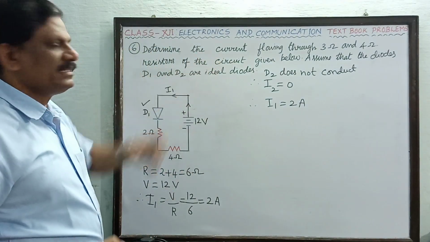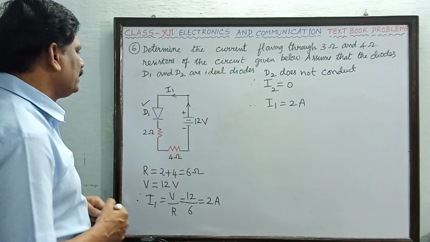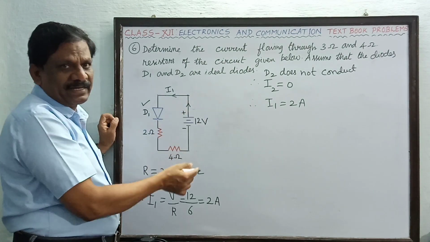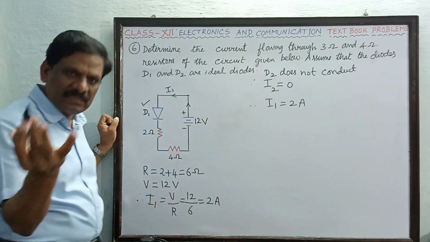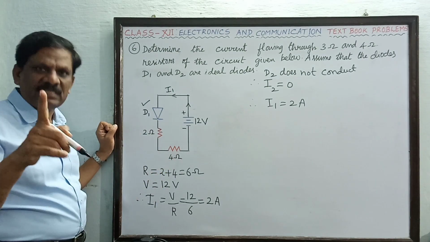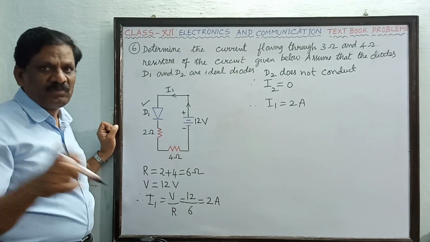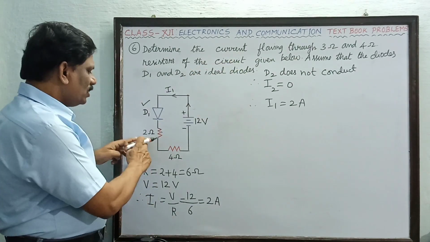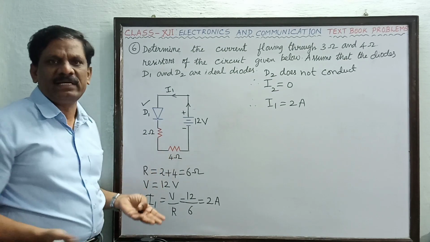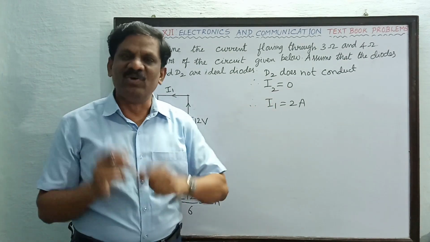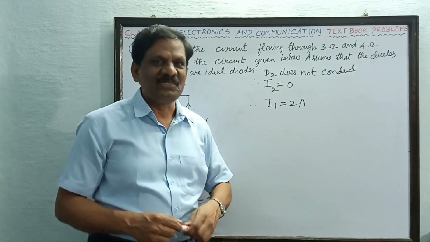This is what was asked, is it not? Find the current flowing through the 3 ohm resistor. The 3 ohm resistor was in the right side part of the circuit. What current must have flowed through that is 0. And through the 4 ohm resistor as well as this 2 ohm resistor also. Suppose in the same question they had asked the current flowing through the 2 ohm as well as the 4 ohm resistor. Both are in series. Therefore, the same current I1 equal to 2 ampere must have flowed. I hope you have understood well. Fine.